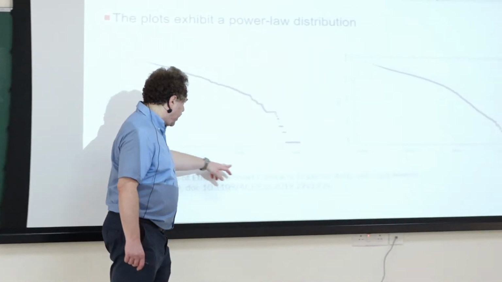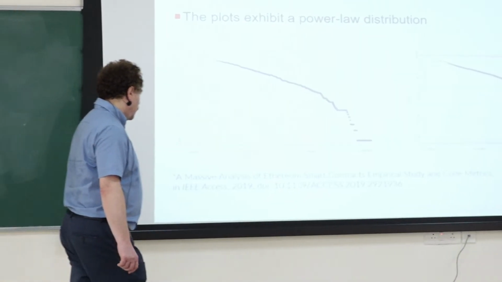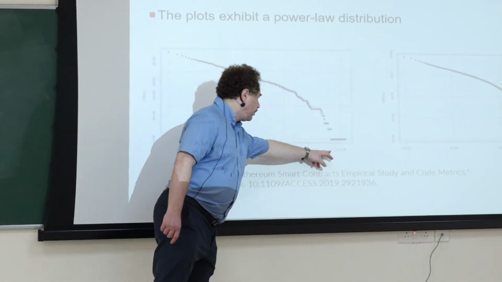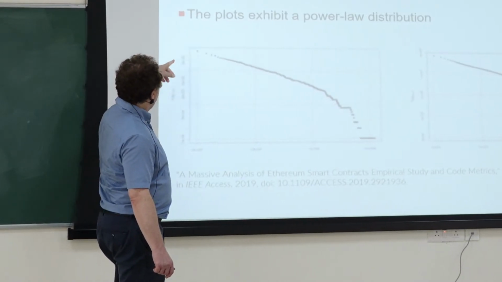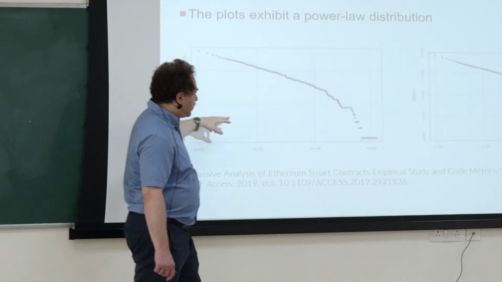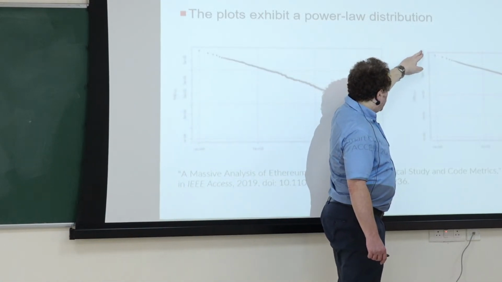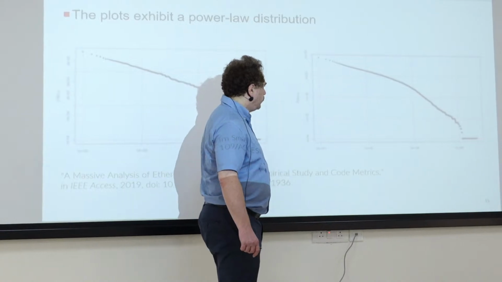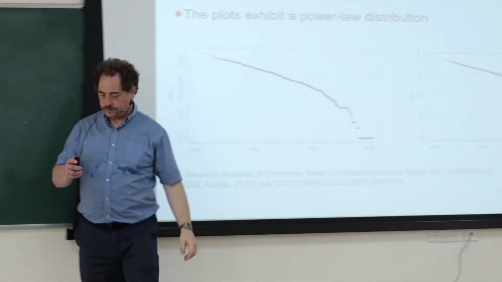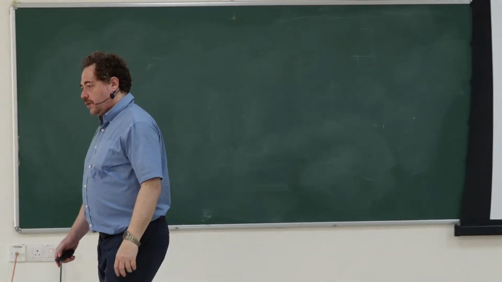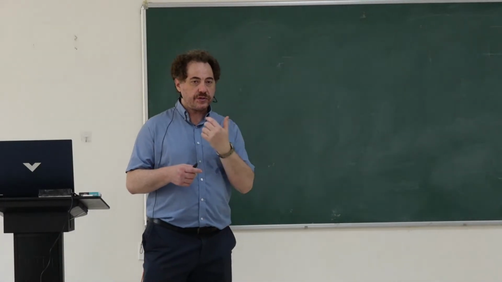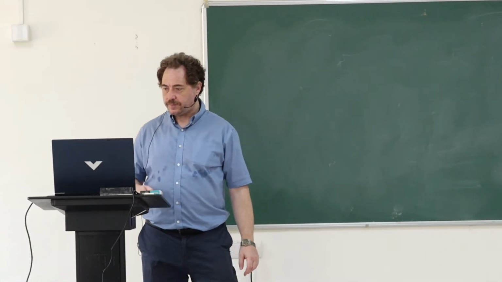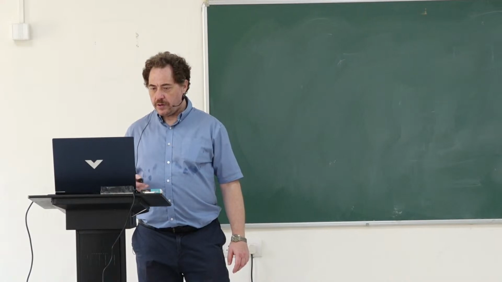So what you see here on the x-axis is the amount of contracts, right? So this is a cumulative CDF. And this is the probability. What you see on the y-axis is the probability of a contract to exceed the value. So it turns out that distributions of smart contracts are heavily skewed in terms of both the balance and the number of transactions.